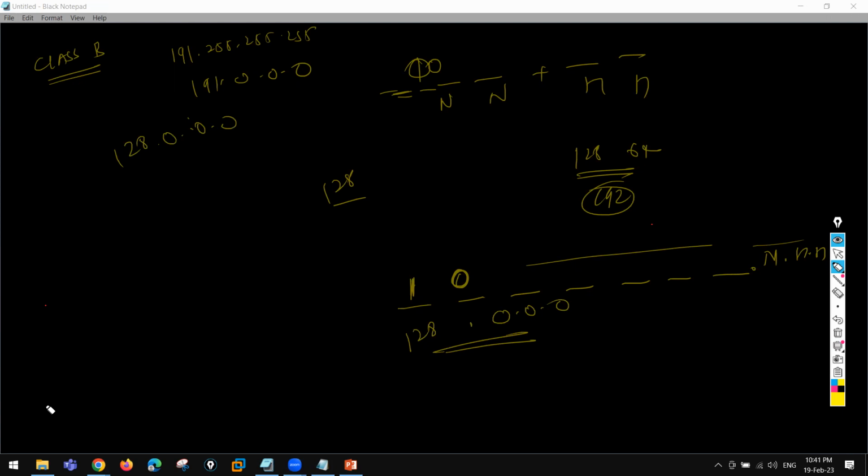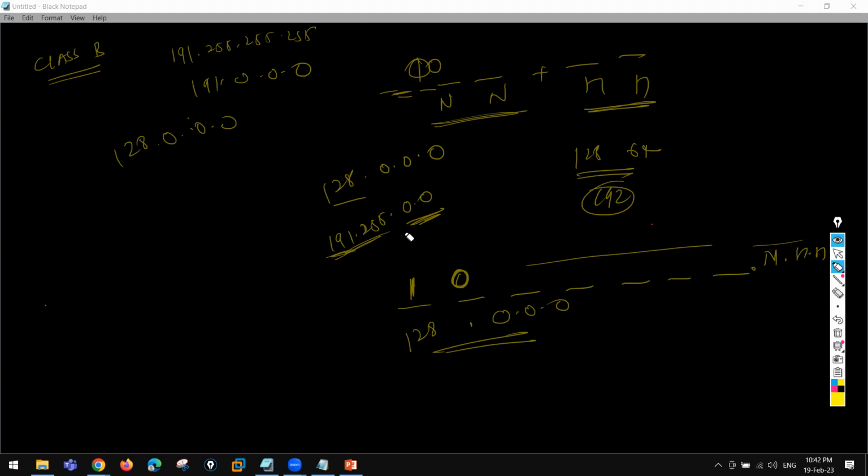Correct. But I'm talking about the range. We are talking about the range, right? So this would be the first network address. And what would be the last? 191.255.255.255. How is it 191.255.255? These would be 0. These are host bits, 2 octets. How can you say anything about the last 2 octets? Whatever is going to happen is going to happen between these 16 bits, right? So how is it 191?